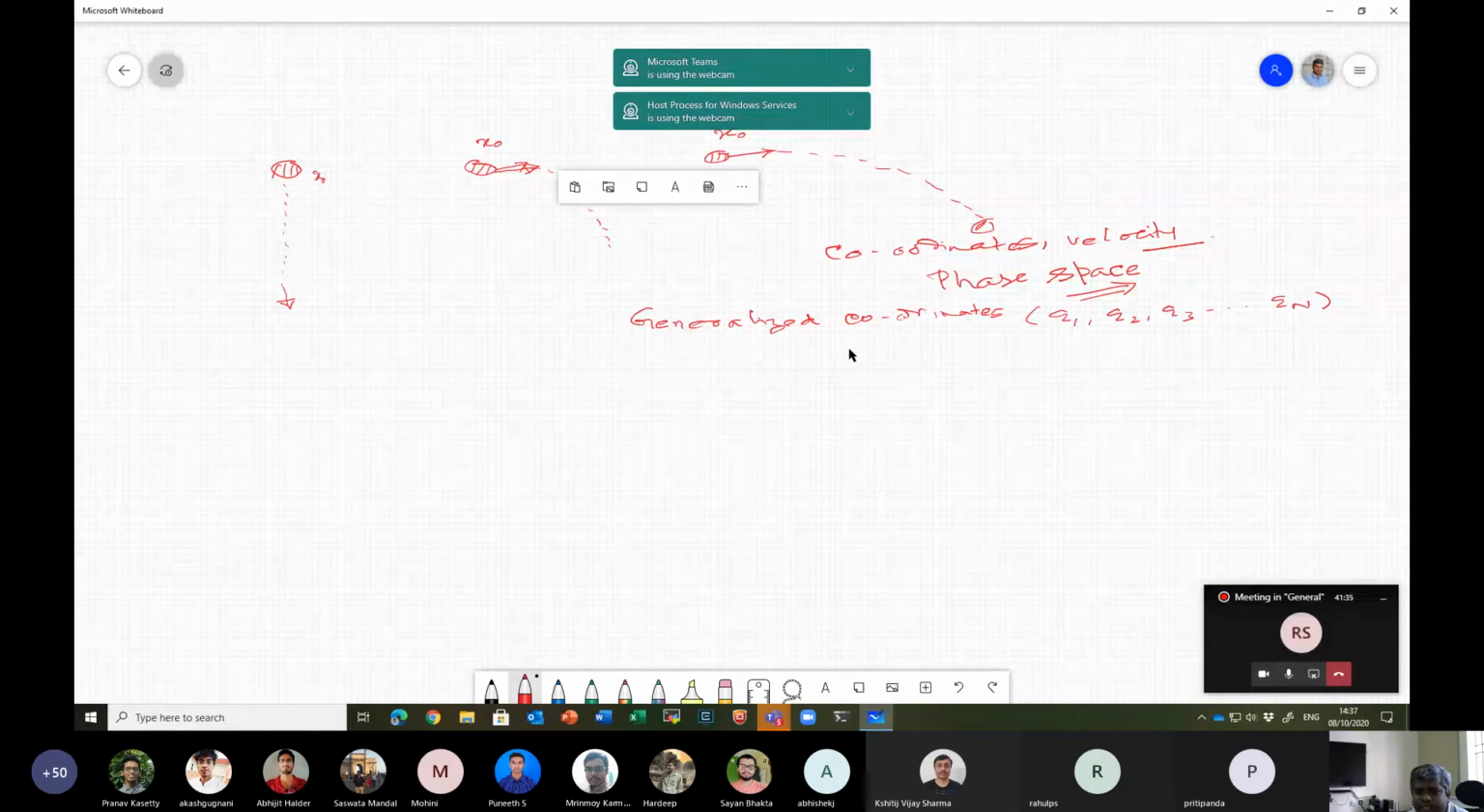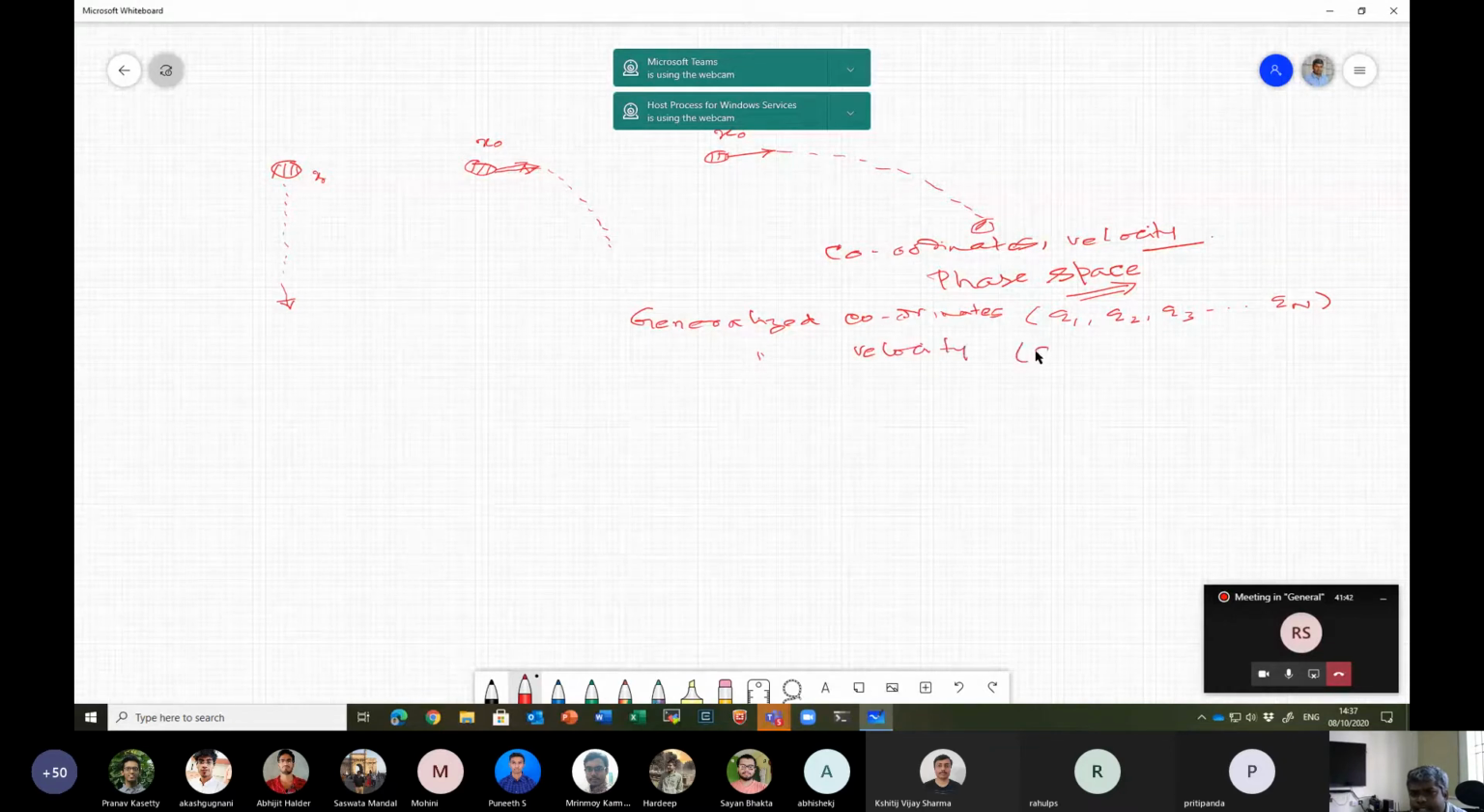So we need another quantity that is called the generalized velocity. Say this is q1 dot, this is q2 dot, and for the number of particles, we have qn dot. So now we are representing this system by generalized coordinates in the phase space, which has the generalized coordinates represented by q, and all these generalized velocities are represented by q dot, right?